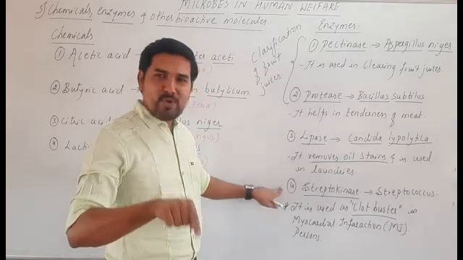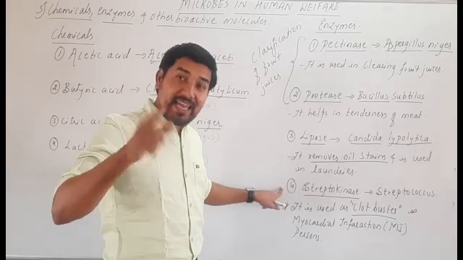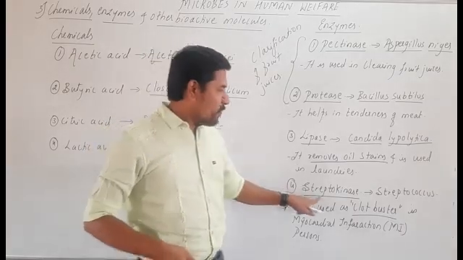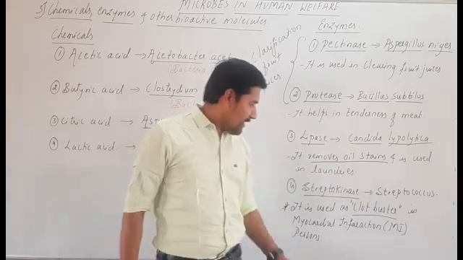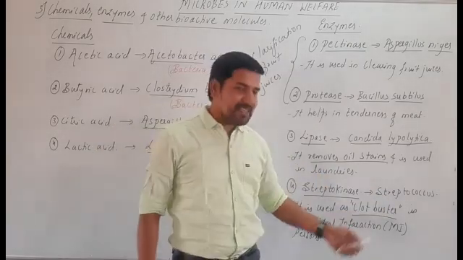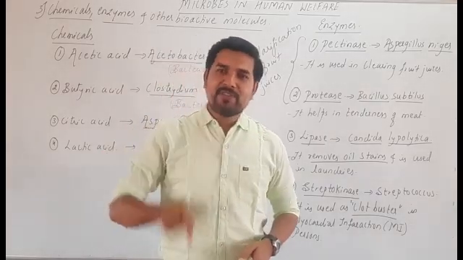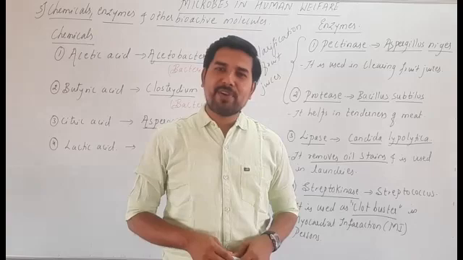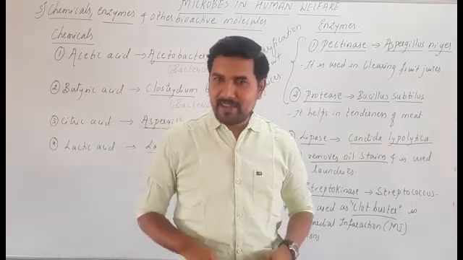Then the fourth one, streptokinase, which is the most important enzyme, the life-saving enzyme. Streptokinase is produced from a bacteria called Streptococcus. Now look at this. It is used as a clot buster in MI patients. MI refers to myocardial infarction, which we also call a blockage of the arteries, also termed a heart attack. MI.